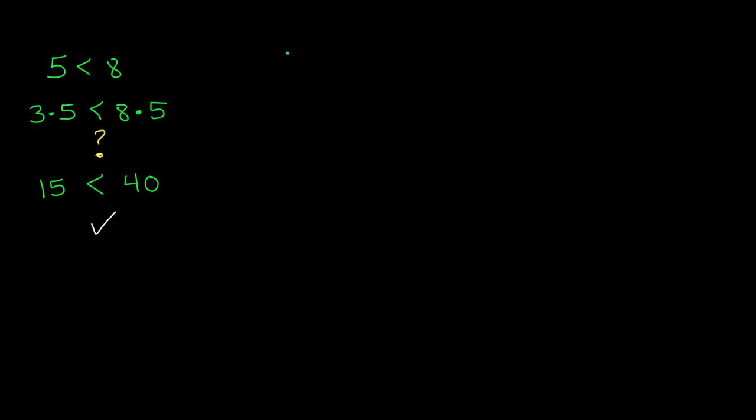Here's a problem. Let's take 5 less than 8, and let's multiply both sides by a negative number, say minus 1. I do minus 1 times 5, and I ask, are you less than minus 1 times 8? Turns out we get an electric shock through the keyboard if we even try to write this. Because minus 1 times 5 is minus 5, less than, question mark, minus 8.